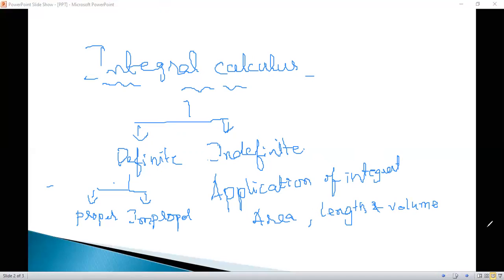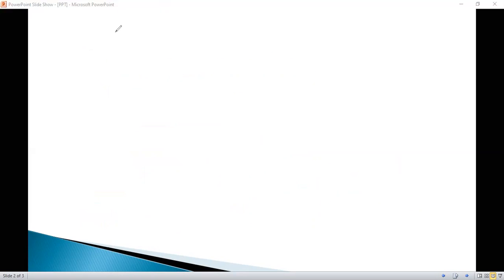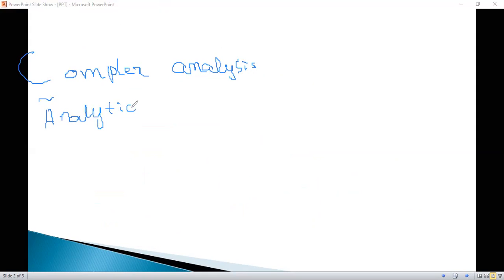After this topic, we have discussed complex analysis. Here the main thing is the analytic function. The same concepts whatever we have discussed earlier in differential calculus, that is finding the limit, continuity and differentiability, the same thing you are going to check for the function of two variables, that is complex numbers. So here the main concept is the analytic function.